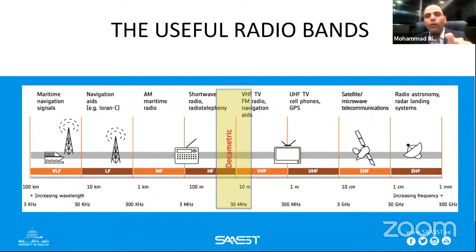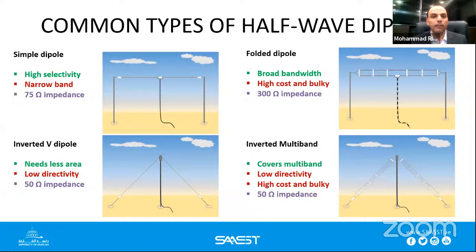It is very difficult to build arrays in the kilometric wavebands. It needs kilometers of wires and it is hard to achieve that, but this range of frequencies is very optimum for our studies. Okay, some technical aspects here. The common types of half-wave dipoles. What is the half-wave dipole?